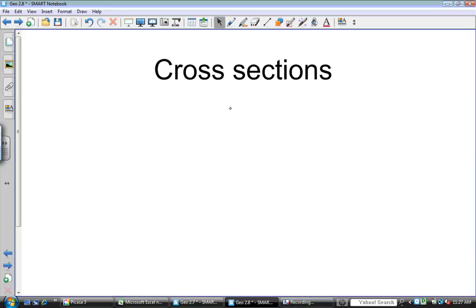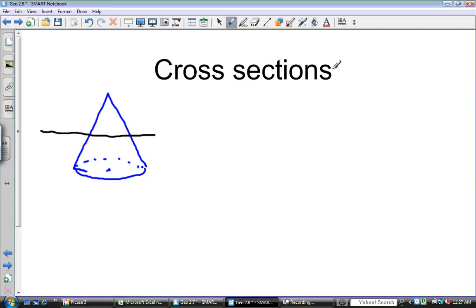Now cross sections are if I would take a saw, cut an object, what kind of shape would come out? So let's look at the cross sections here. If I take a saw and I cut this shape here, and I take this top part off and I look at its bottom, what's the shape that's going to be on the bottom is going to be a circle.